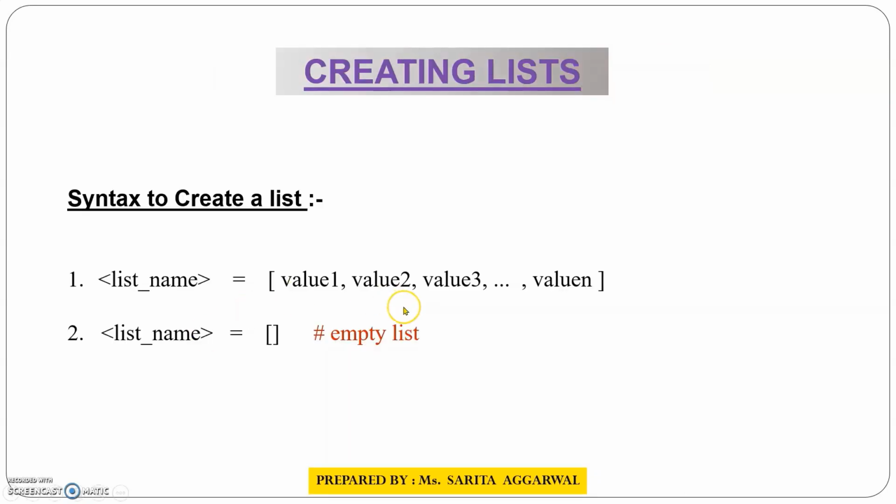Next is creating list. To create a list, put all the values within the square brackets and separated by commas, and these square brackets indicate the start and end of the list. Syntax is: list name equals to all the values put within the square brackets and separated by commas. Next, if we have to create an empty list, then what will be the syntax? List name equals to empty square brackets. There is no value within the square brackets.